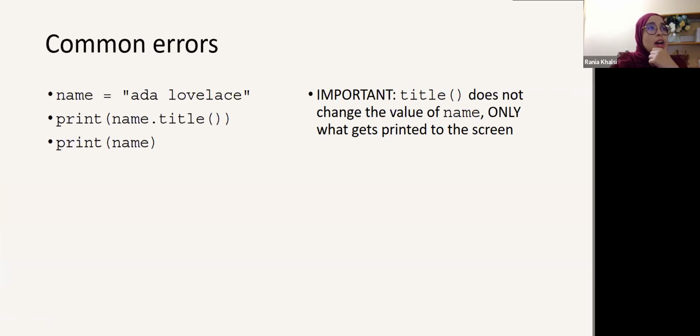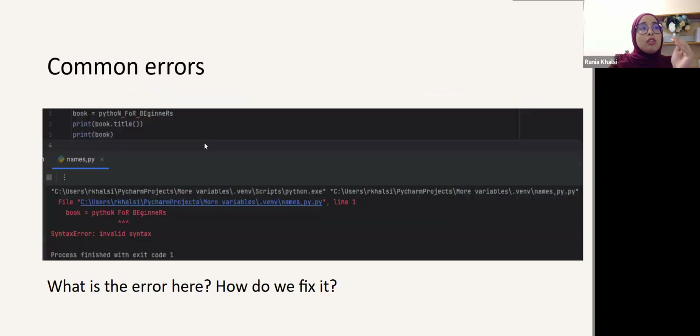In this case, I am defining a name, like Adalo Glaze, and I'm going to print it the same way we did name.title, which means that we are going to print the first letters, the A and L in this case, with the uppercase. If we print the name again, there are no changes, because I'm not saving it somewhere in some variable and then printing that variable. It's the same example that we did. So title does not change the value of the name, only what gets printed on the screen.